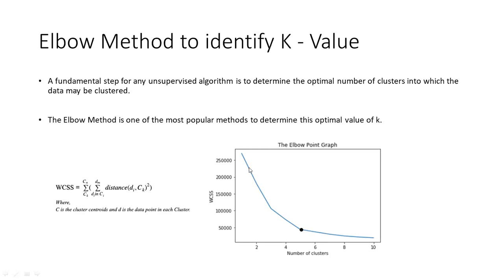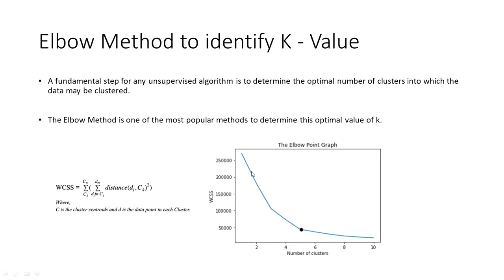Let's say I have 20 data points with me. If I put all of them into just one cluster, my within cluster sum of squares will be too high. And if I take the number of clusters as the total number of observations, it will tend to be 0.